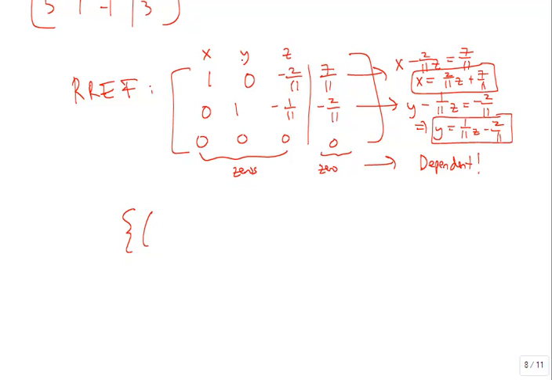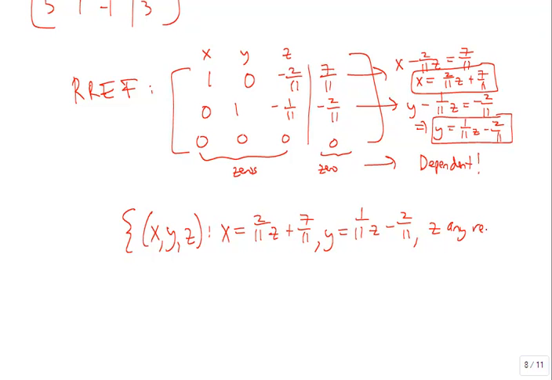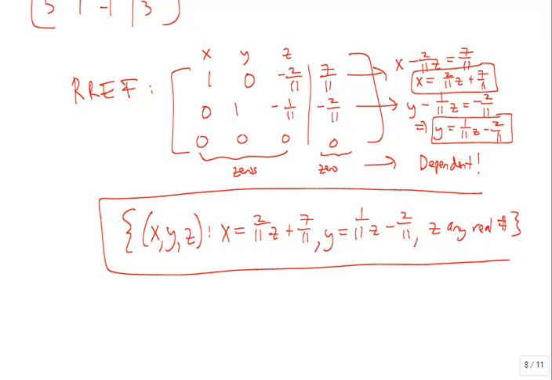Parentheses, the only variables we have are x, y, and z. There's no w on this problem because there's only the 3 columns here for our variables. The x is supposed to be 2/11ths z plus 7/11ths. The y is supposed to be 1/11ths z minus 2/11ths, and there was no information about z, so z can be any real number. So this is dependent because x and y depend on what we choose for z.